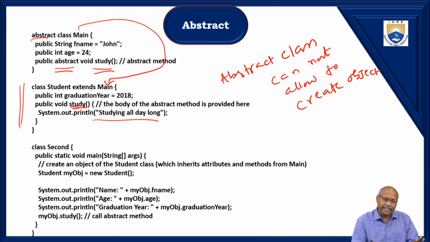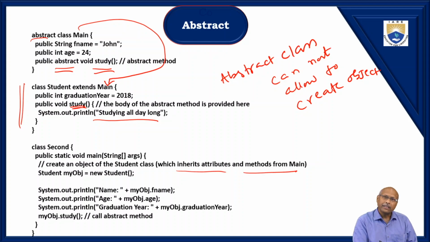After the class is ready, then I will create an instance, I will create my object. Now the second is the main class. Public static void main. Create an object of the student class, which inherits the attributes and methods from the main. Now, which method is inherited? The abstract method study. This method I am overriding in my child class. Which is the child class? The student. In the student class, I am overriding the study method. So every abstract method must be overridden in the child class. This point you should remember.